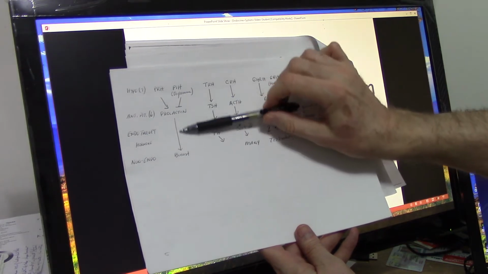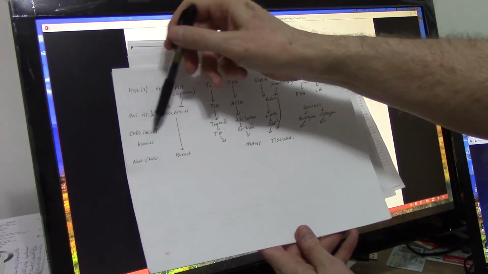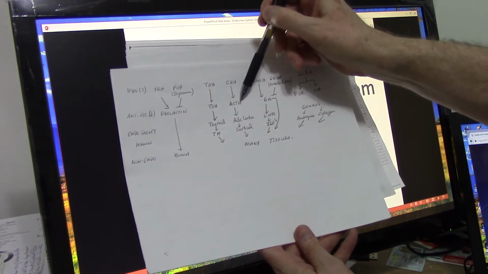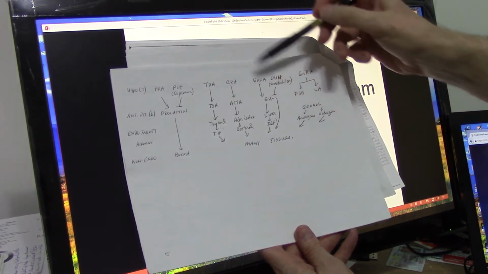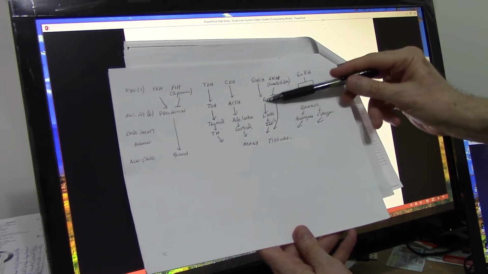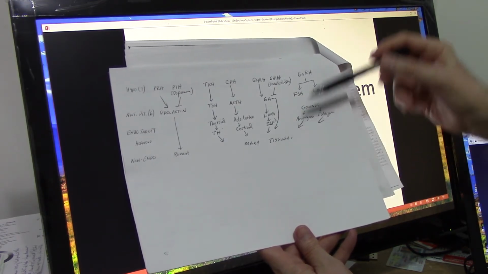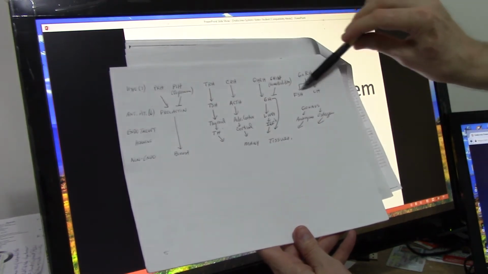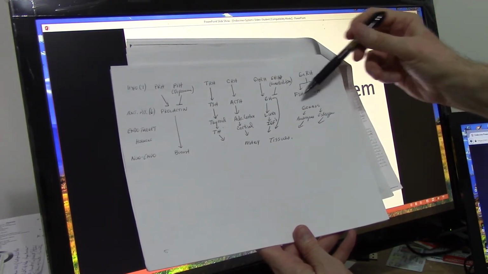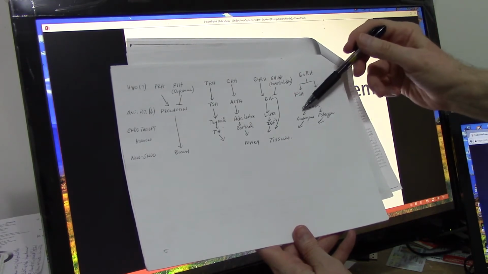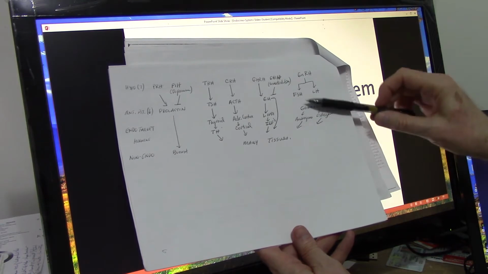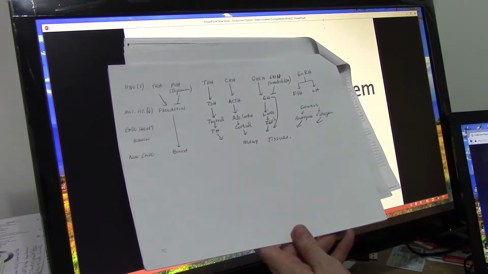Now, they all have endocrine targets, or some of them have endocrine targets. For example, TSH targets the thyroid, ACTH targets the adrenal cortex. Growth hormone will target the liver, but it also will go direct to tissues. The FSH and LH will target the gonads, which are the testes in males and the ovaries in females, and then various compounds will be released from that.